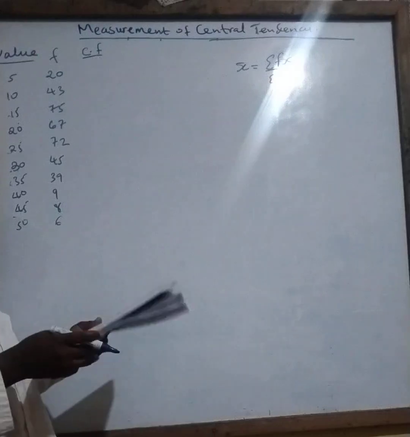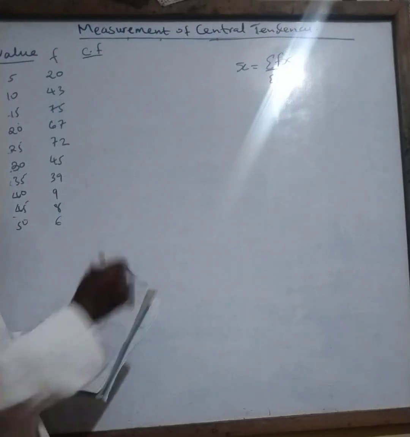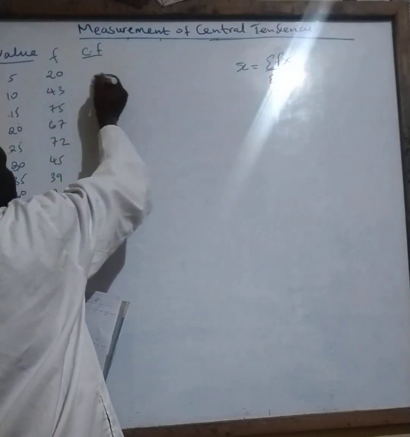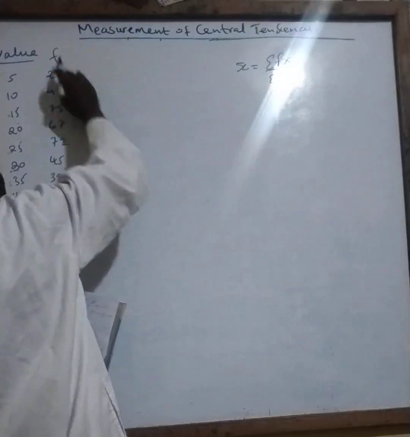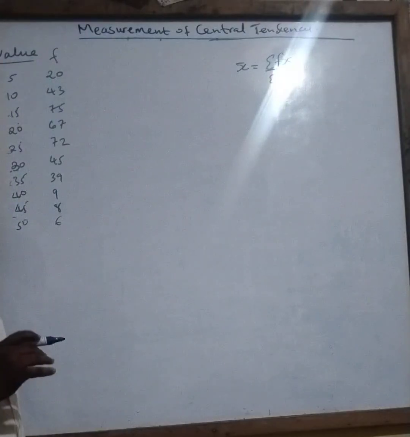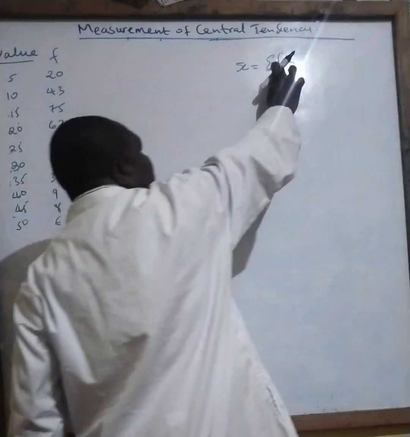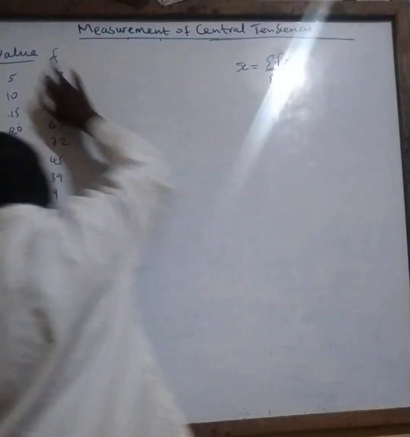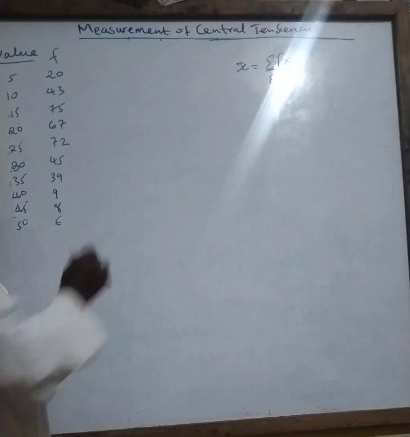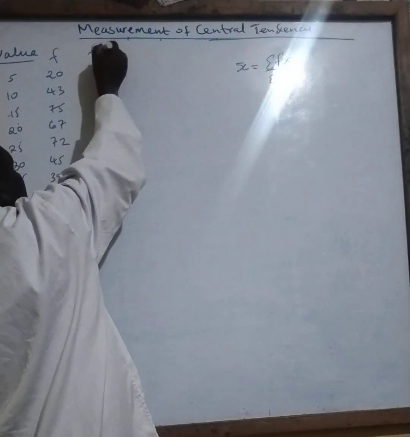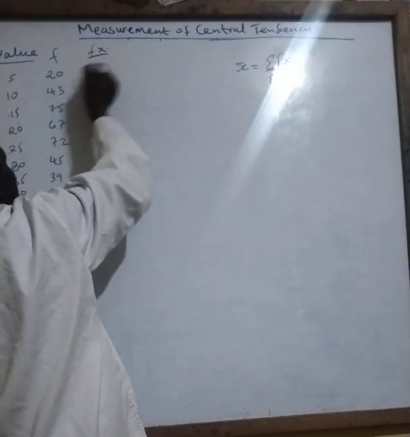Cumulative frequency. So when you talk about cumulative frequency, you are just adding like this. Or you just add directly like that. Now, from there, you can see they say fx. So the value, the data you are given is x. So you introduce here now fx. So you multiply like that.